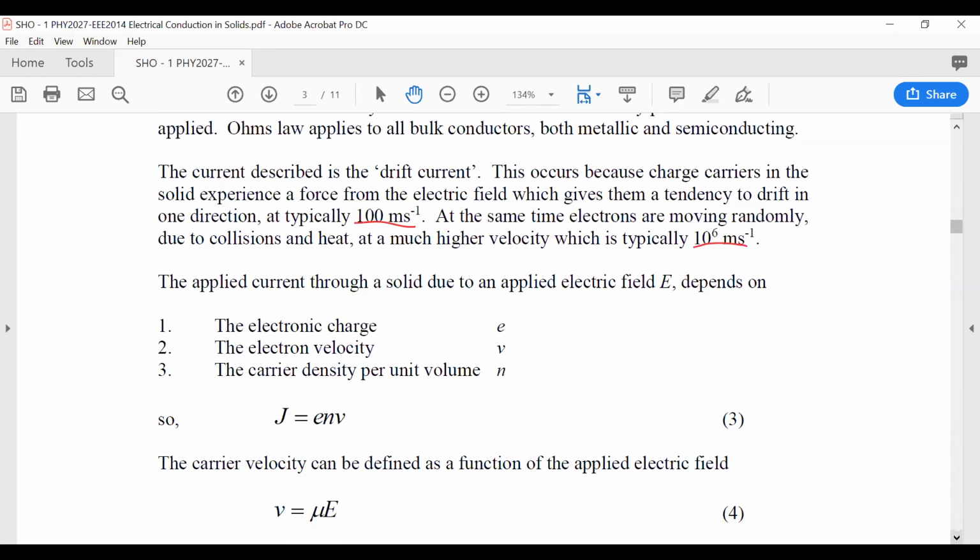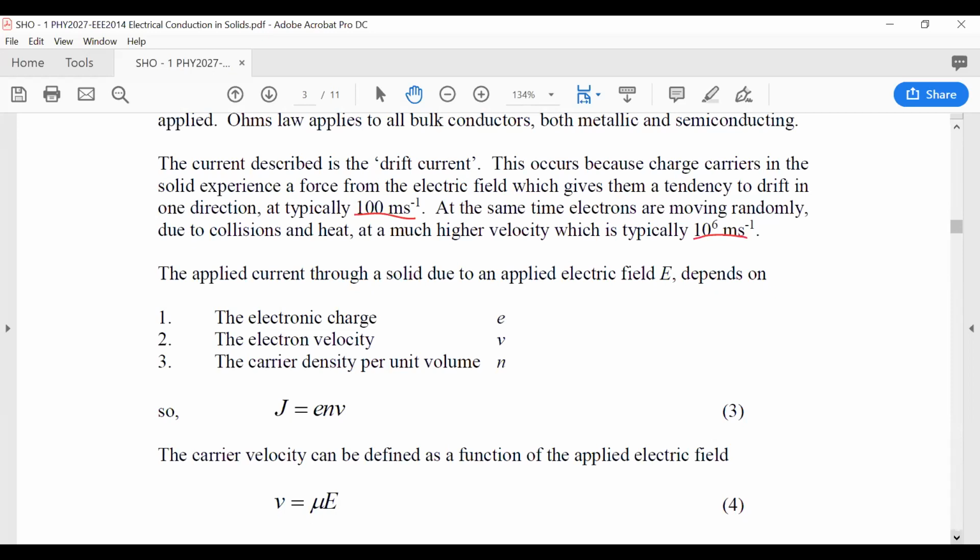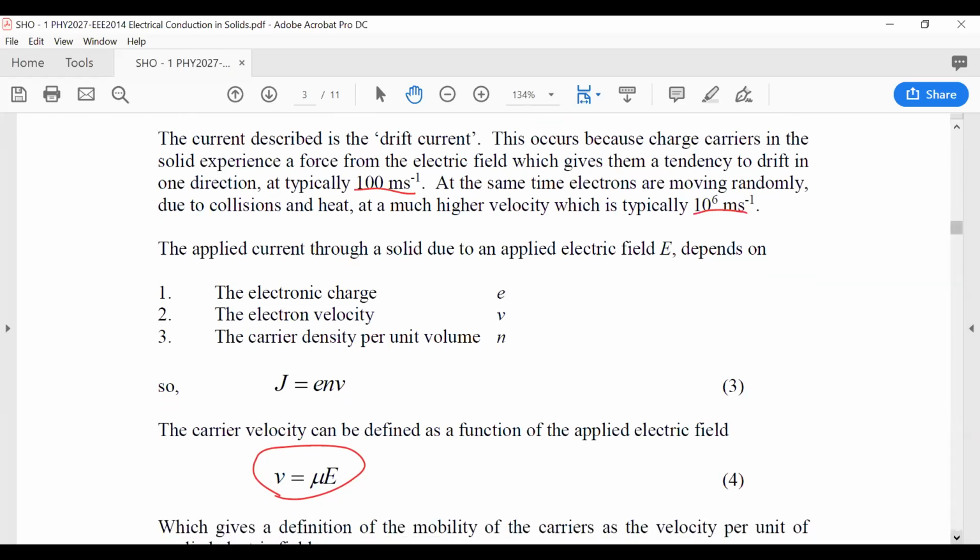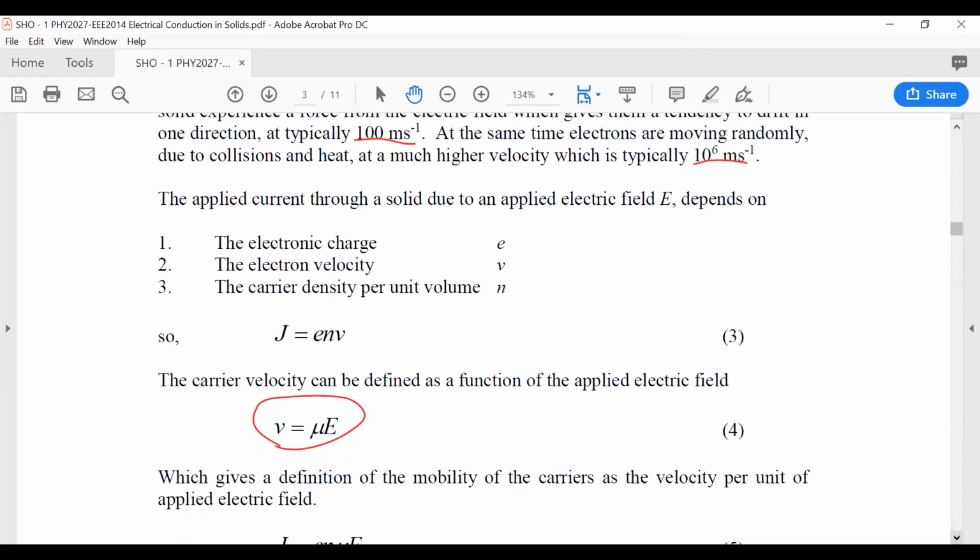The carrier mobility, mu, relates the carrier velocity, V, to the applied electric field, E, by equation 4. If you remember, this mobility, mu, is different for each material and it's different for electrons and holes. In fact, equation 4 gives us a definition of mobility as being the velocity per unit of electric field. If we then substitute this expression for carrier velocity into the equation for current density, which was equation 3, we get equation 5.